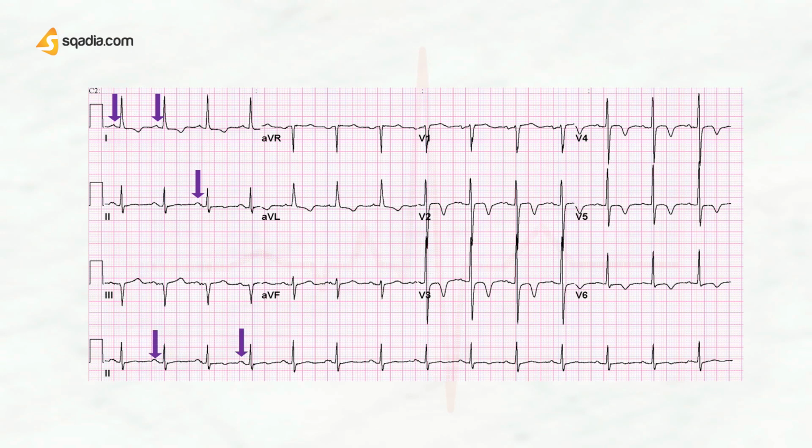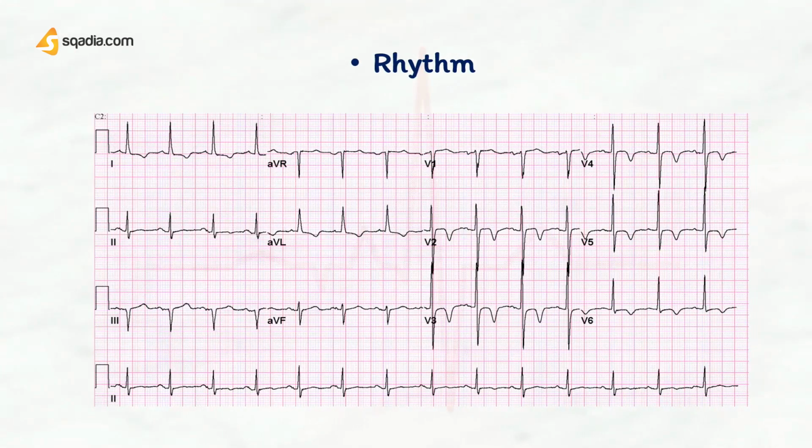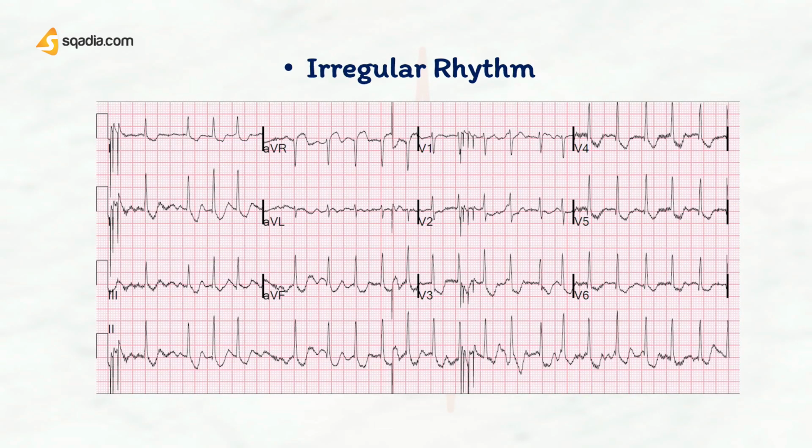Next, we'll take a look at the rhythm. Is it regular or irregular? To determine this, we look at the long lead and look at the distance between the QRS complexes. This is a regular rhythm, and an irregular rhythm shown here where you can see irregularly placed QRS complexes.